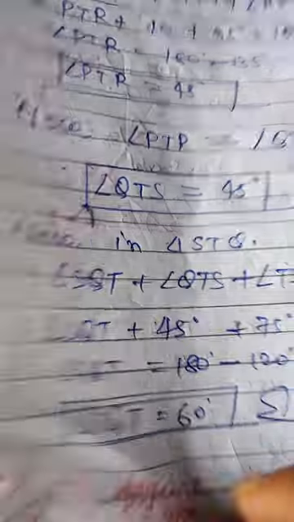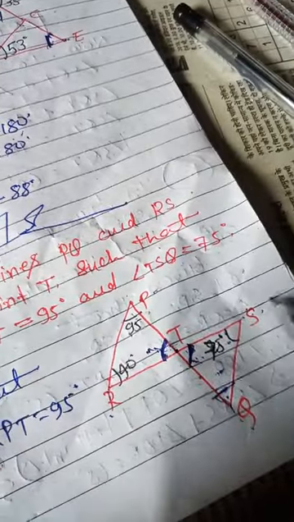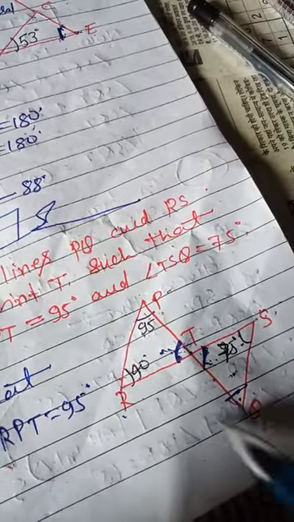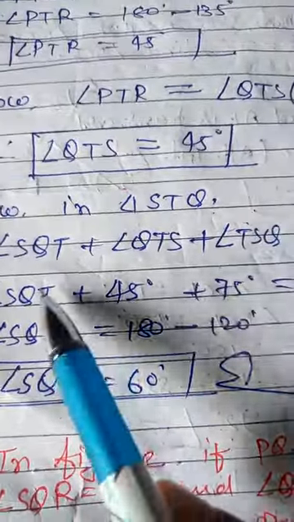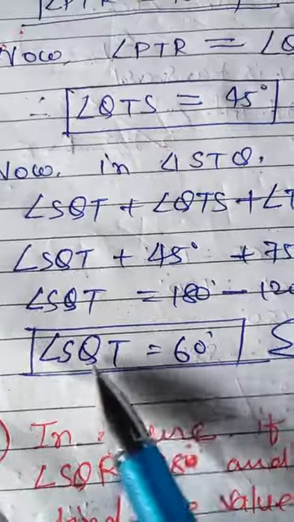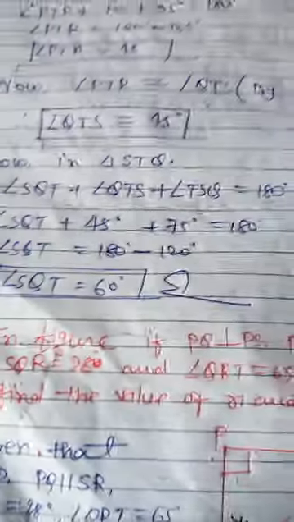In triangle STQ, the sum of these three angles is equal to 180 degrees. So we can write the sum of these three angles and find the value of SQT.